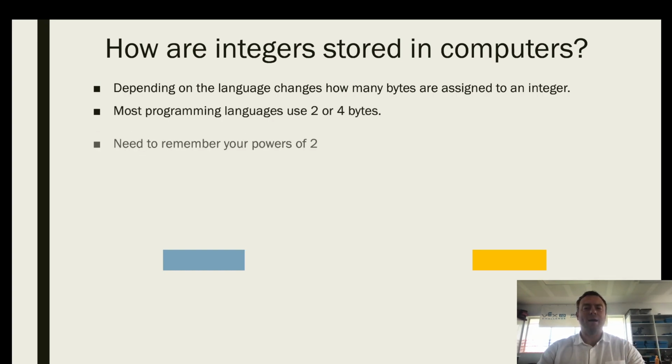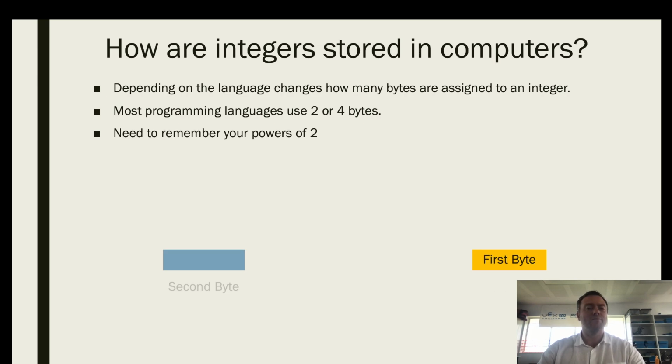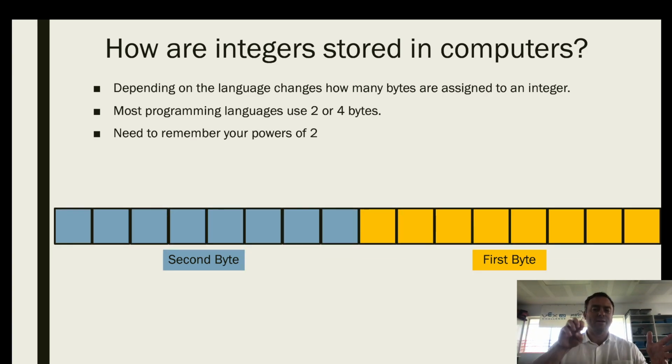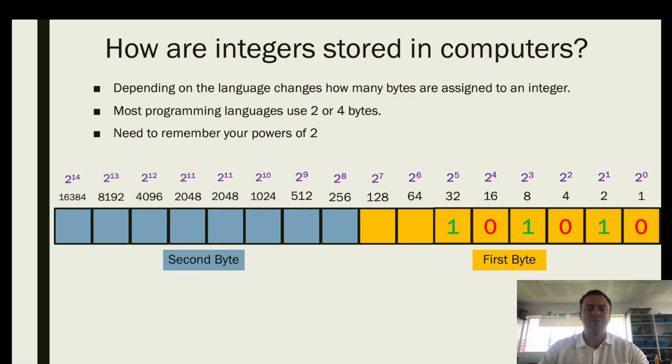And you need to remember your powers of 2. So what we have for the first byte and then the second byte is you basically have 16 separate containers that can store the 0 or the 1. So from that, I've put all the powers of 2 there so you can see it.